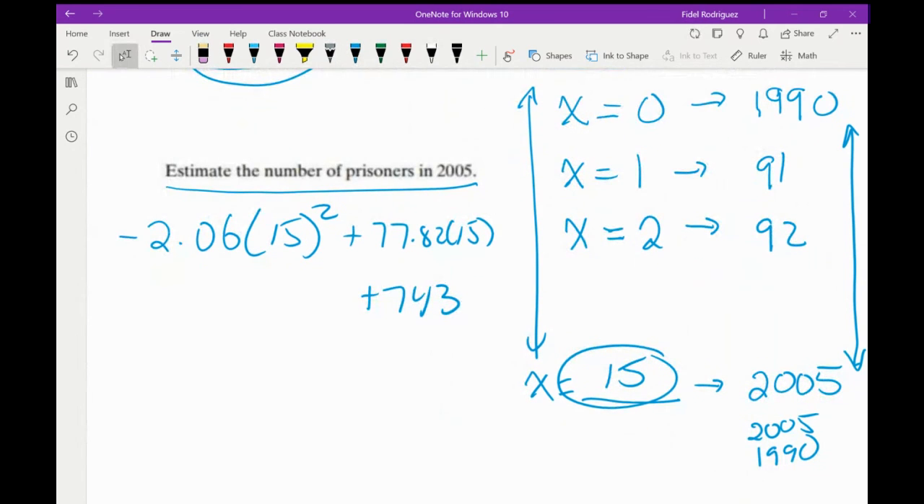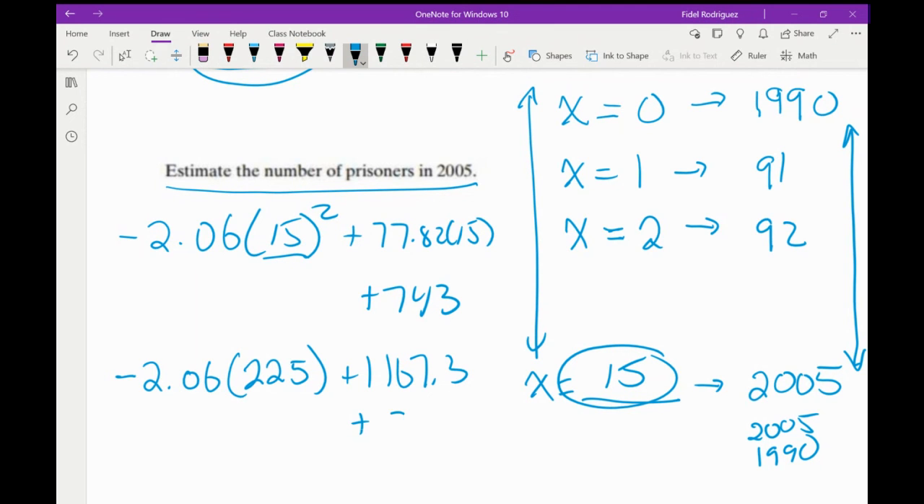Okay. So guys, I'm going to show you how I'm going to do this part on my calculator. So I'm actually just going to write out a couple of things first. On my calculator, 15 squared, I already know is the same thing as 225. And then I'm just going to do this part here. So I'm taking my calculator from my phone, and I'm taking 77.82 times 15. And so this number is coming up to 1,167.3 plus 743.